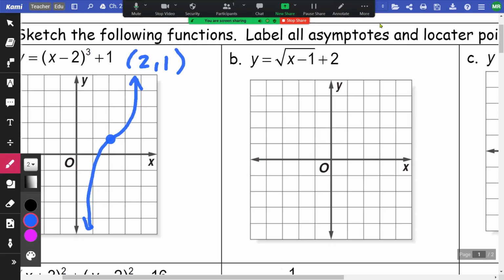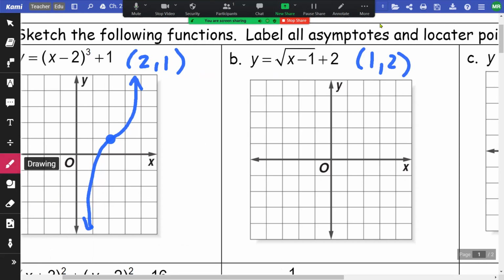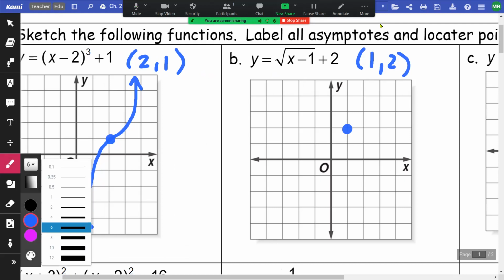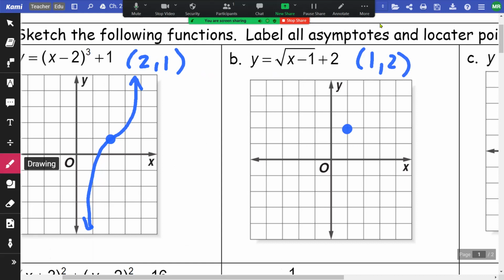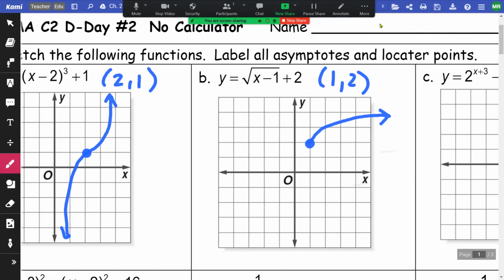On B, this is a square root graph. And so my locator point is going to be 1, 2. So I'm going to plot that 1, 2. And then remember the square root graph is like half of a sideways parabola. So it's going to go like this. Again, I'm just doing rough sketches. Okay.